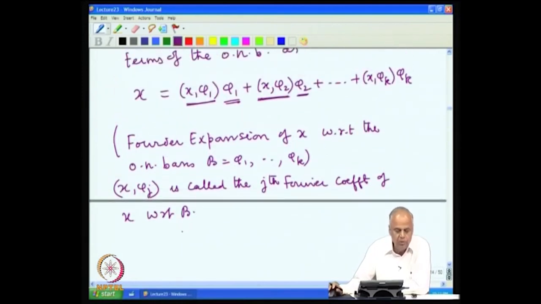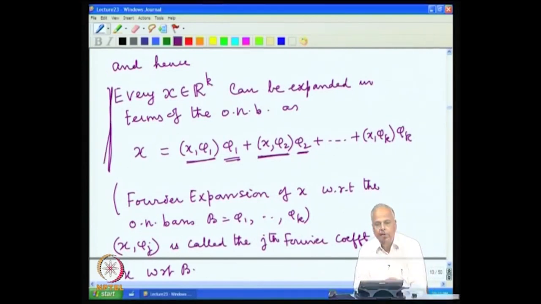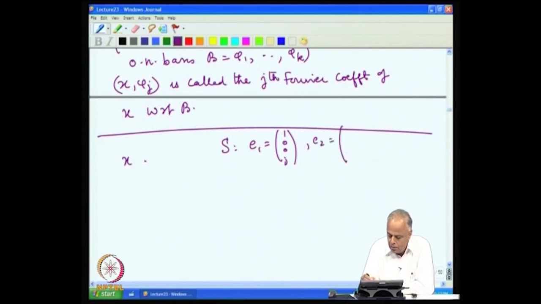So, therefore, the first conclusion is that every vector can be expanded in this form. So, this is the first important conclusion. Once we have an orthonormal basis, every vector can be expanded in a Fourier expansion with respect to this orthonormal basis. Something interesting happens. Suppose we had x and we had the standard basis, we will call this the standard basis: e1 as 1 0 0 0, e2 as 0 1 0 0 and so on, and finally e k as 0 0 0 1.